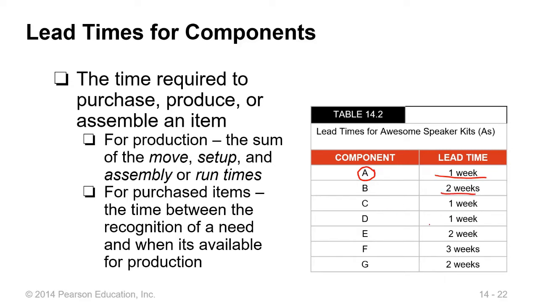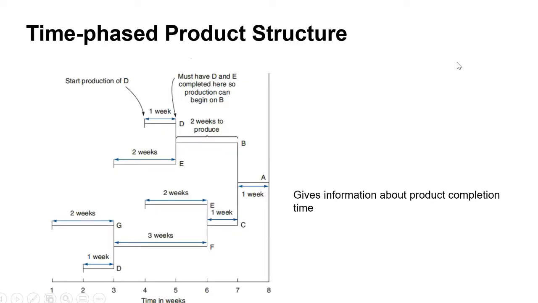Okay. So if I use this lead time information, I can construct a so-called time phase product structure. Remember, this is still a product structure, but it is inverted. Can you imagine this is inverted? Inverted means this is the other way around. It is not vertical, but it is horizontal. So you can see this A, B, C, D, E, and so on.